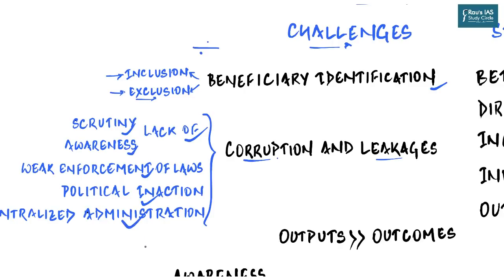Many times politicians or their family members themselves are involved in corruption. And centralized administration. We know that most welfare schemes are deeply centralized. That comes at the cost of building a local government system that is genuinely and truly responsive to citizens' needs.